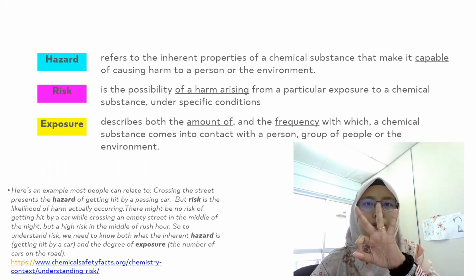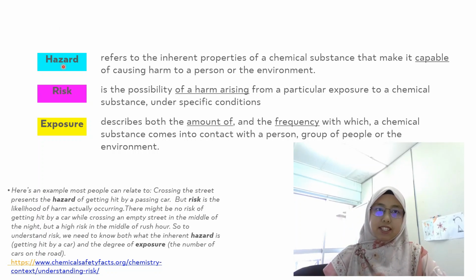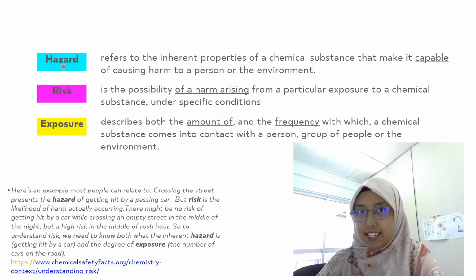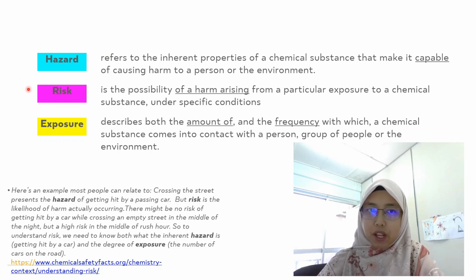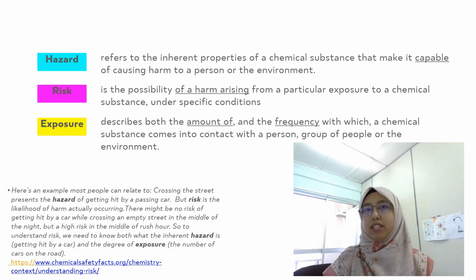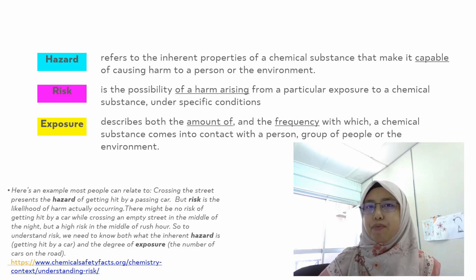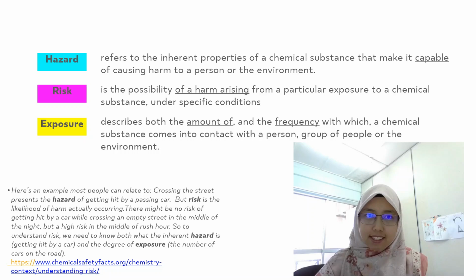Now, we have three terms that we will discuss the definitions of for today's chemical hazards. Basically, the first is hazard, the second is risk, and the third is exposure. The definition of hazard refers to the inherent properties of a chemical substance that make it capable of causing harm to a person or the environment.